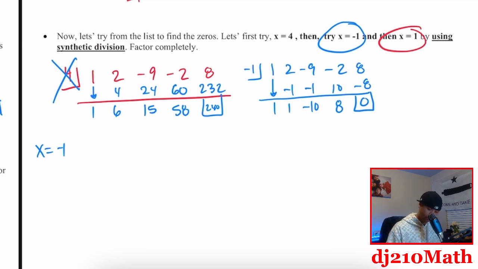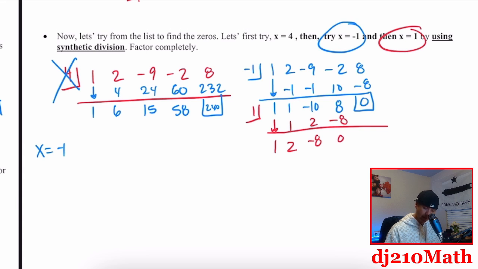So watch. I'm just going to continue the synthetic division process again. Bring down the 1 times 1. When you add, 1 plus 1 is 2 times 1. This is going to make negative 8 times 1. When you add, you get 0. All right, so this means that x equals 1 is a factor.